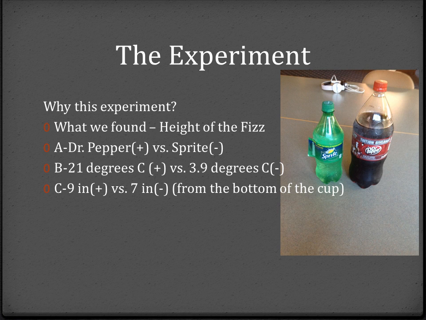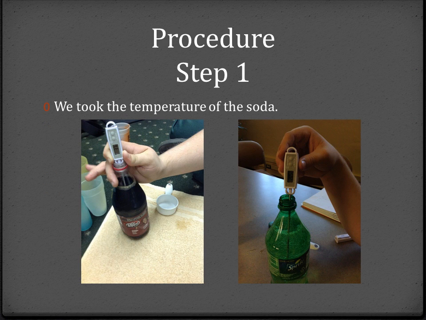What we measured was the height of fizz of these sodas. Dr. Pepper was our positive, and Sprite was our negative. There were 3 different variables with 2 different levels. 21 degrees Celsius was our positive versus 3.9 degrees Celsius, our negative. And we had 2 different heights, 9 inches, our positive, versus 7 inches, our negative. This was measured from the bottom of the cup.